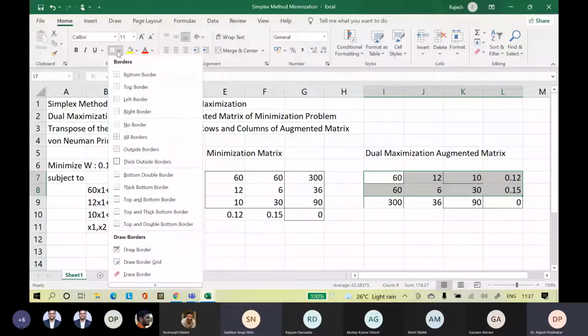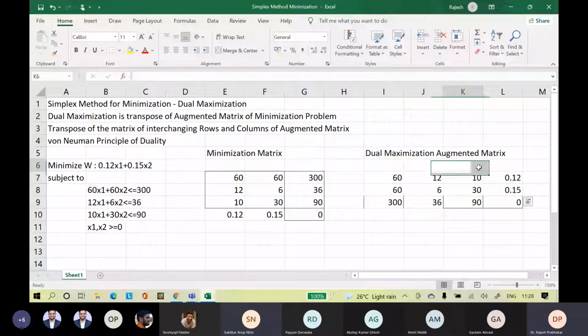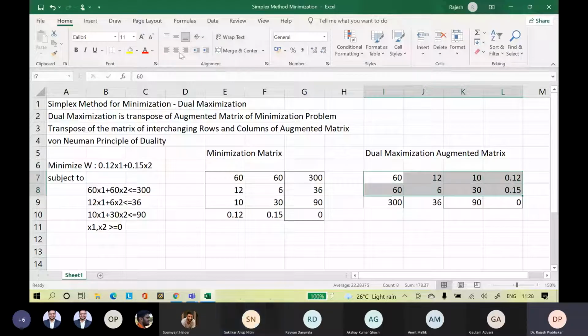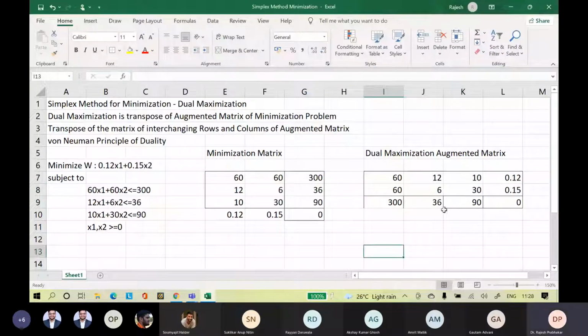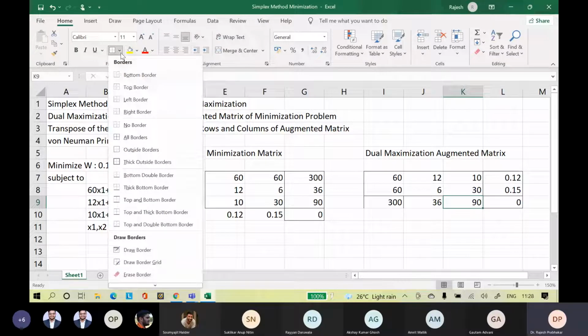Sir, could you please show us once again how to do the transpose? Copy and paste it as transpose. The straightforward transpose, right? Copy the whole thing and convert it into transpose. The transpose function is there, right?